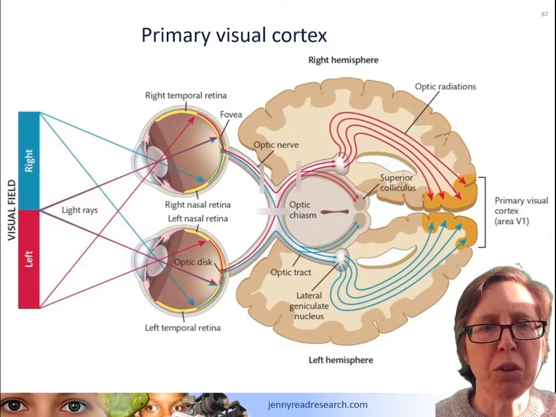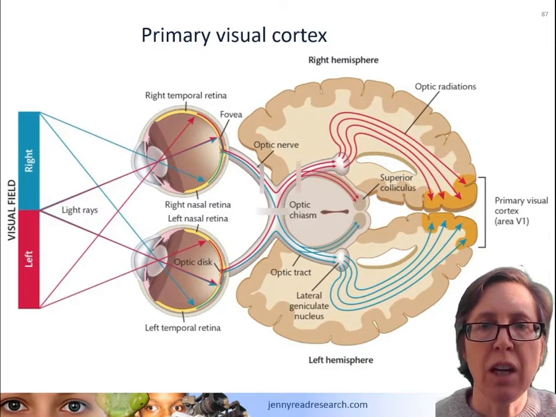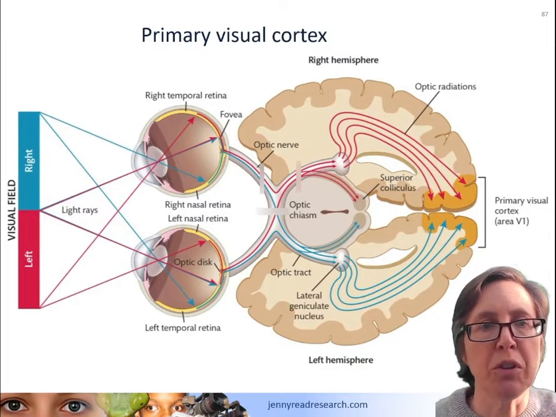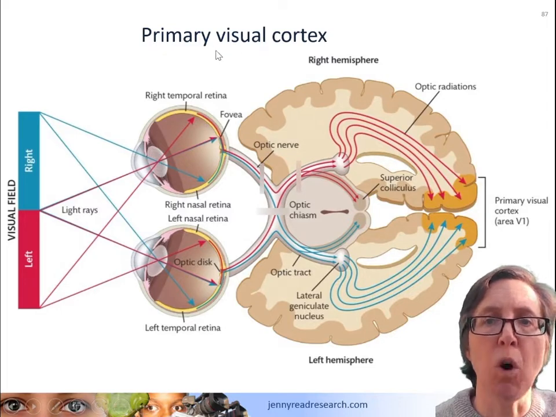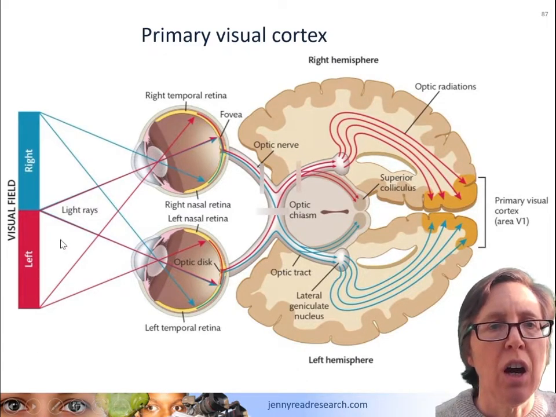So primary visual cortex is the earliest cortical area devoted to vision. It's at the back of your head, in occipital cortex. And here's a diagram showing the visual pathways before primary visual cortex, or V1 as it's often known for short.